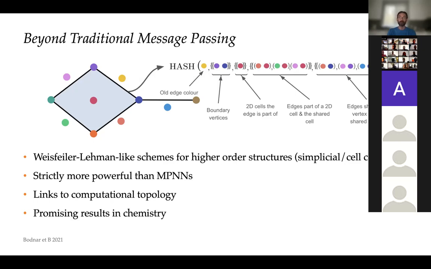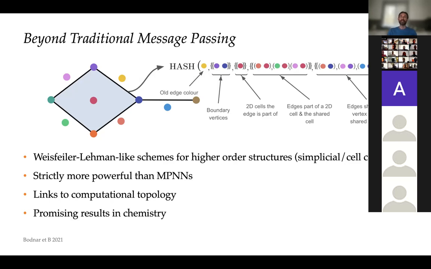So if you think of meshes that we discussed when we talked about manifolds as discretization of continuous surfaces, they, technically speaking, are what is called cell complexes. So in addition to nodes and edges, you also have higher order structures such as triangles. And you can generalize it further.